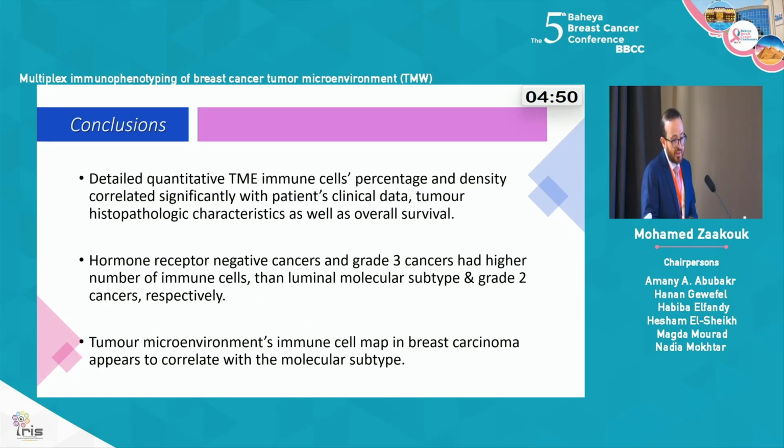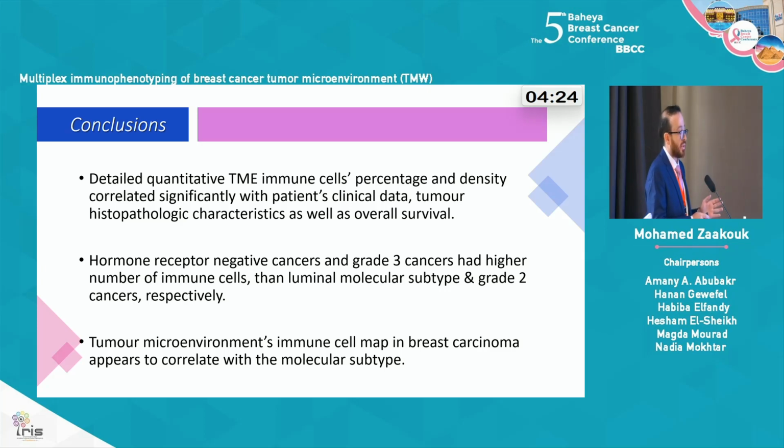To conclude, detailed quantitative tumor microenvironment immune cell percentage and density correlated significantly with patients' clinical data, tumor histopathologic characteristics, as well as overall survival. Hormone receptor negative cancers and grade 3 cancers had a higher number of immune cells than luminal and grade 2 cancers, respectively.